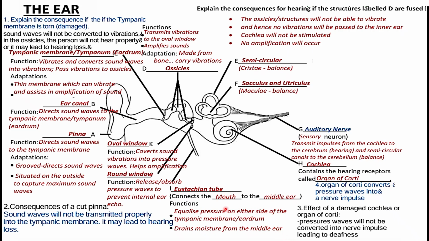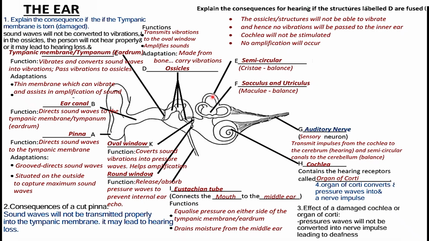But then you have to go to the first point, because there is something else that could happen. If the eustachian tube is blocked, that means it will not be able to equalize pressure on either side of the tympanic membrane, it will cause the eardrum to burst. So that is one negative consequence of a blocked eustachian tube.